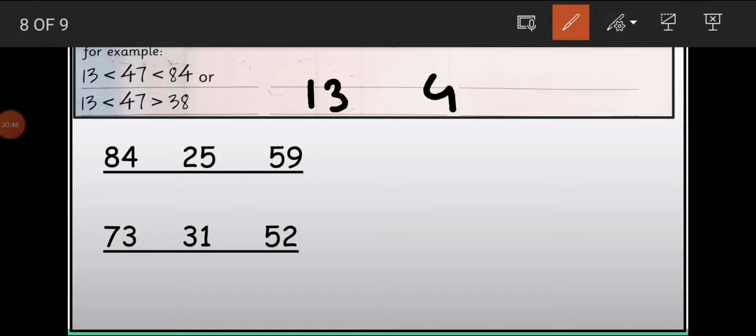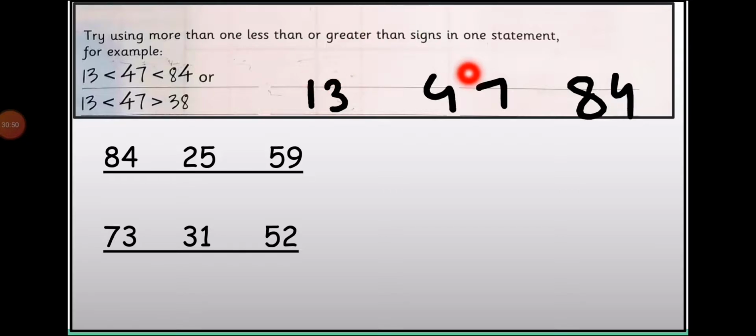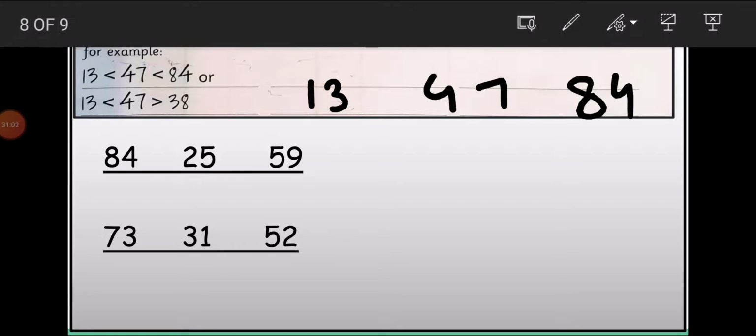13, 47, 84. When we have to compare three numbers, first we compare two numbers, 13 and 47. First we will compare these two numbers. After that we will compare the second and the third number. Now the first number is 13. First put the place value. Remember, always put the place value first. Then we will start comparing the numbers. So in 13, 3 is on the right side. It means 3 is ones. The next is 1 and it is tens. In number 13, 1 is tens and 3 is ones.